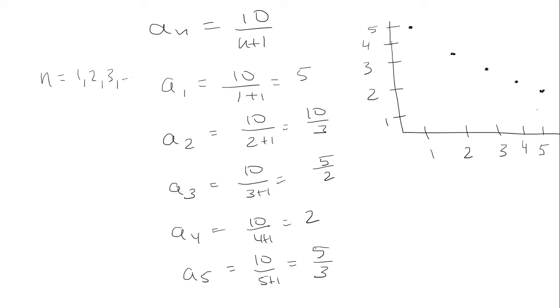And that is our graph. For the next sequence, we're given a sub n is equal to negative 1 to the n power. So if we let n equal 1, we have negative 1 to the first power.